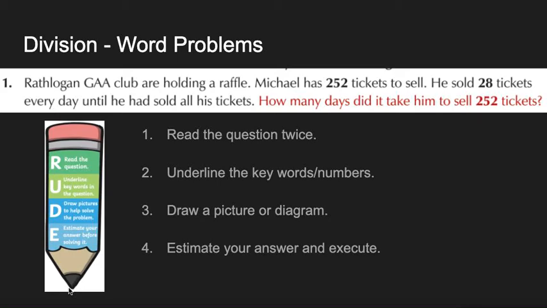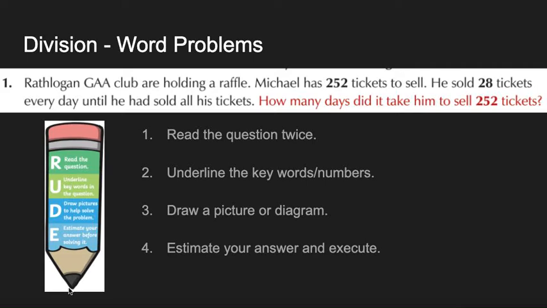So we know our ROOT strategy, boys. Let's just go through it again so we all understand and make sure we know. So R, read the question twice, very important. The O, underline the keywords or numbers. T, draw a picture or diagram to help yourself solve the problem. And the last one, estimate your answer and execute.